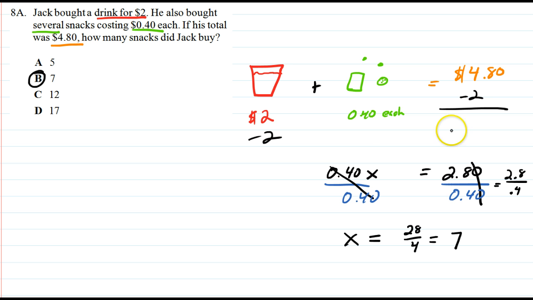Now if you didn't want to think about it like this, like I was saying, you could just take that 5 and just start going 5 times 40 cents, add it to 2, does it equal 480? So you can use the algebraic way or you can use the logic way, your choice. So try 8B on your own.